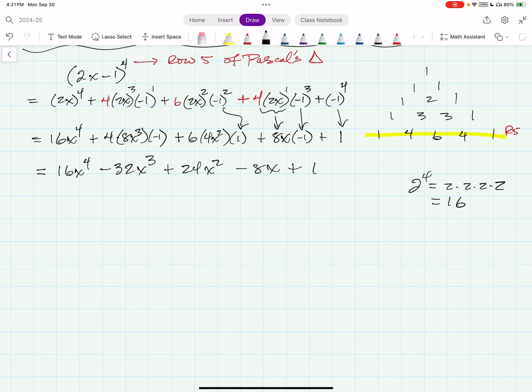And notice that the signs are alternating, okay? Alternating signs, and that always happens when the second term is negative. That happens up here because you have 2x minus 1 to the fourth power as opposed to 2x plus 1. So whenever you have a difference in the binomial, when you're subtracting, the signs are going to alternate. Okay, and there's your next example there.